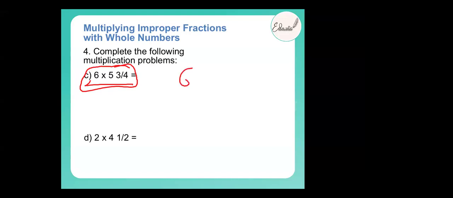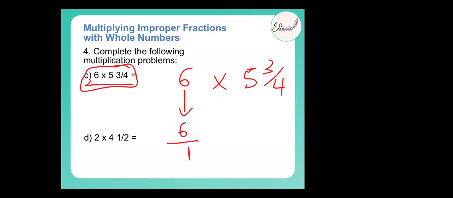So if you have 6, then they have multiplied it with 5 and 3 by 4. Now how to solve this, Anis? First we add something to the first number, right? The whole number. What do we add? A denominator to it. What is in the denominator now for this question, Anis? Is it not 1? So it is 6 over 1. Excellent. So what about the next mixed number, Anis?